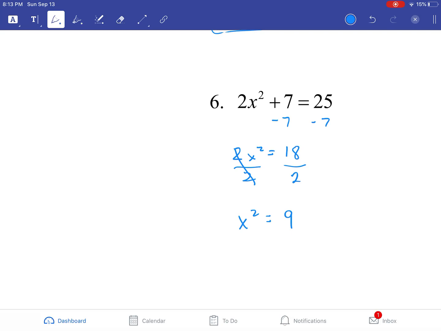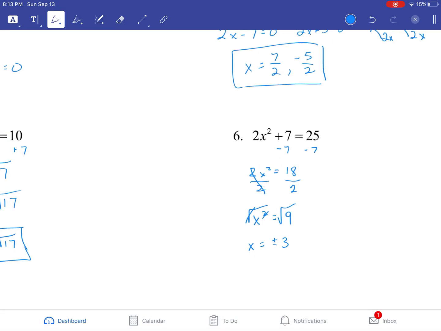And 18 divided by 2 is 9. Now, to get rid of that squared, we can square root both sides. So the squared and the square root will go away, and you get x is equal to. This is a case where it is a perfect square. So the square root of 9 is 3. But again, you have to remember to put plus or minus because you did take the square root of both sides of an equation. That is solving using square roots.